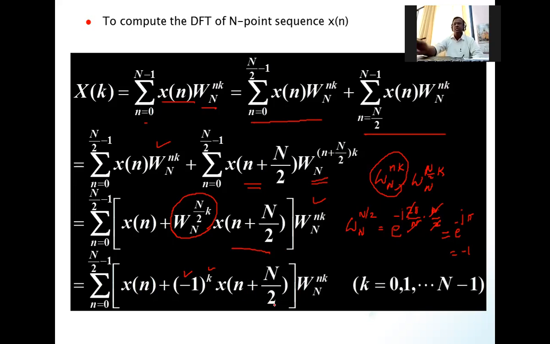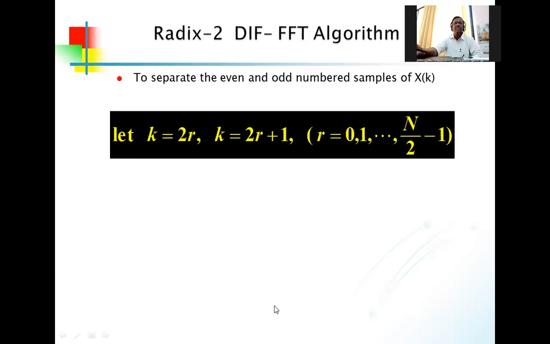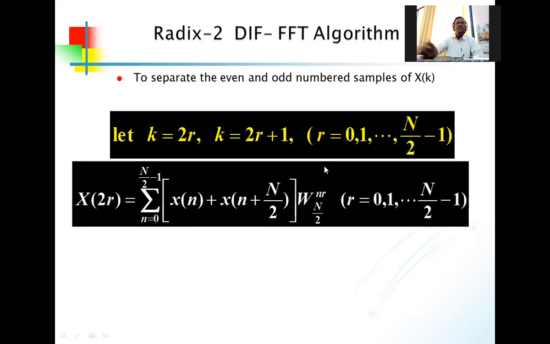Further simplifying this, to separate the even and odd number samples, we are substituting the value of k equals to 2r for the even number, and for odd number k equals to 2r plus 1, where the r value is from 0, 1 up to n by 2 minus 1. Then here we are substituting those values.